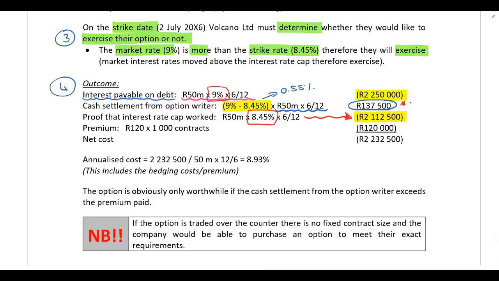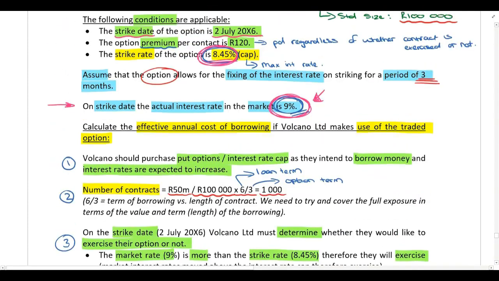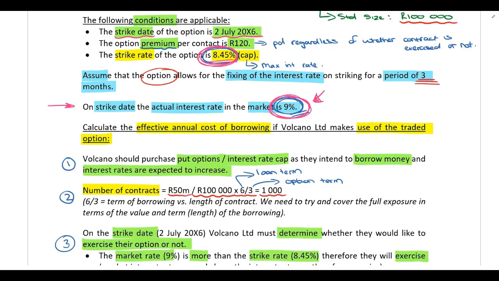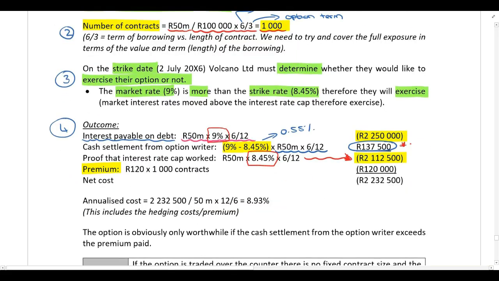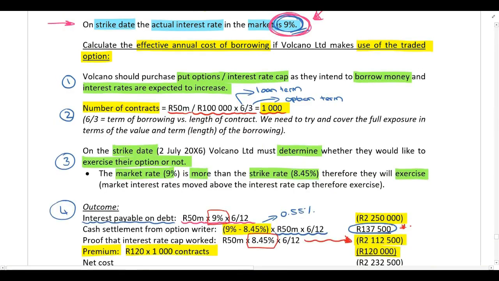Then please note, we need to take the premium into account. And the premium is paid regardless of whether they exercise the option or not. So the premium actually makes the options contract very expensive. If we go up, you can see they have a premium of 120 Rand per contract. So we have 1,000 contracts that we calculated in step 2. So that gives us a premium of 120,000 Rand. So in terms of the required for this question, we needed to calculate the effective annual cost.